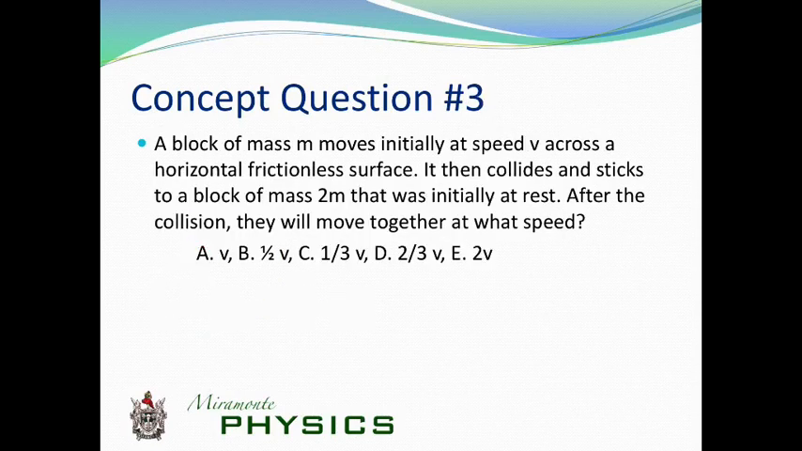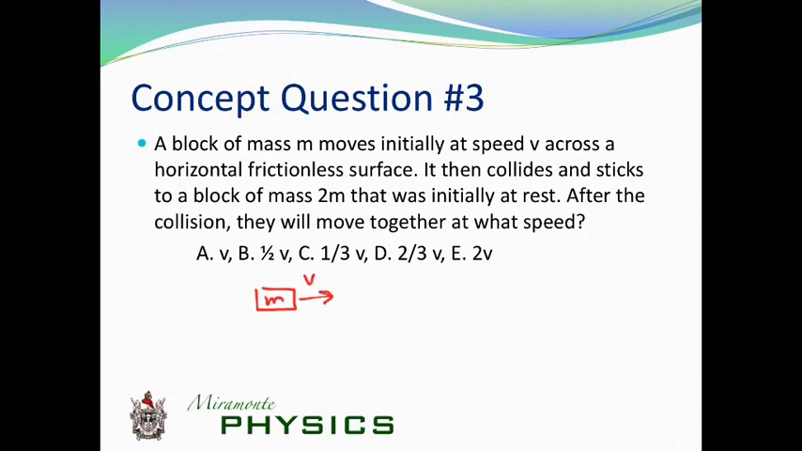Okay. A block of mass m moves initially at speed v across a horizontal surface. It then collides and sticks to a block of mass 2m that was originally at rest. After the collision, they will move together at what speed? Okay, pause the video, try to figure it out.